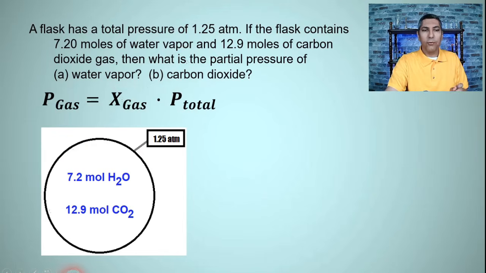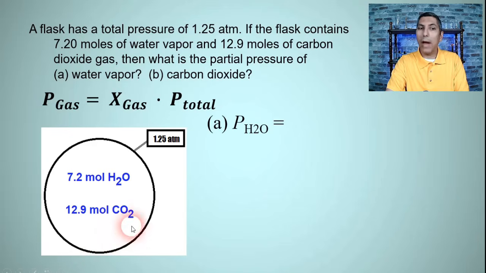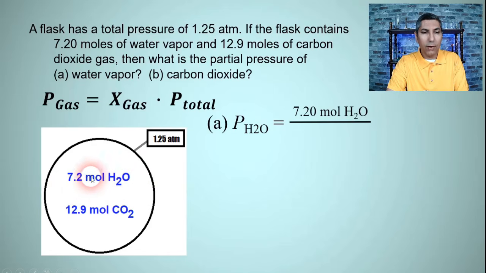Now, to find the partial pressure of the water vapor in part A, first of all, I have to find out what the mole fraction is of the water vapor. Well, I can see that there are 7.2 moles of water, and I have to divide that by the total moles. So 7.2 moles plus 12.9 moles gets us a total of 20.1 total moles in that container.